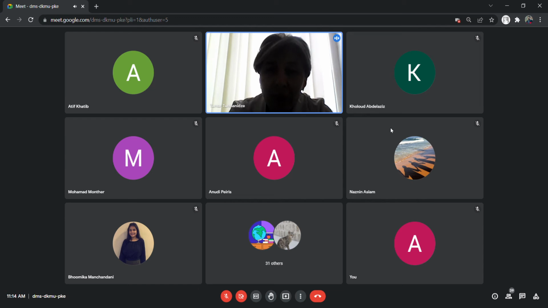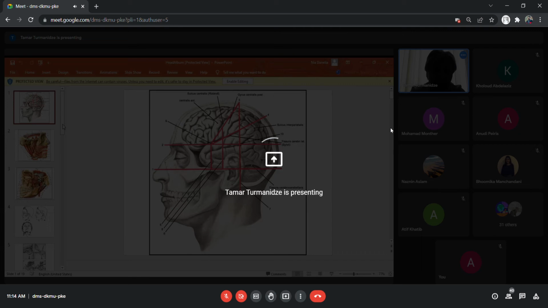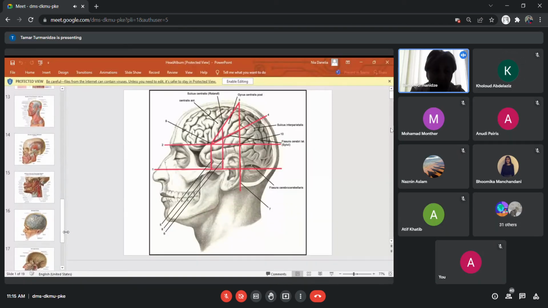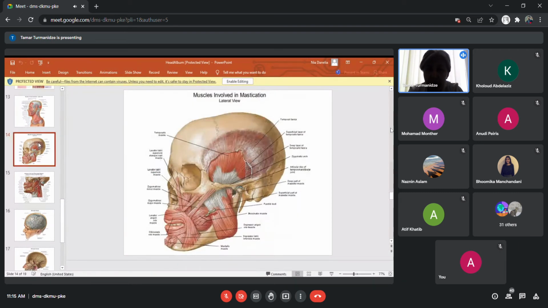We are starting today also the head region, the clinical anatomy of the head. One moment, I share the presentation now. Do we see the pictures? Yes, ma'am, we see. Okay. Head. We have different forms of the head. We have the dolichocephalic form of the head, the brachycephalic form of the head, and the mesocephalic form of the head.